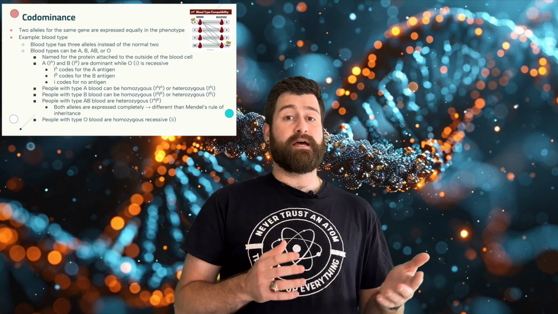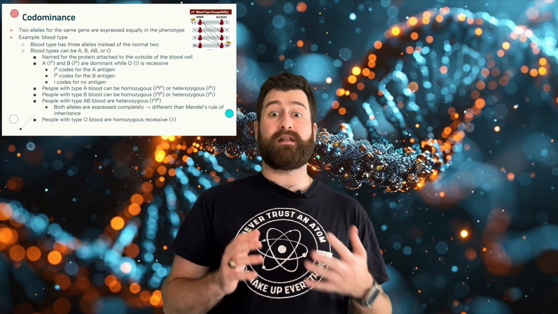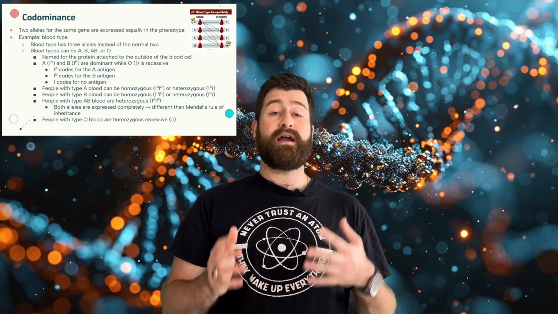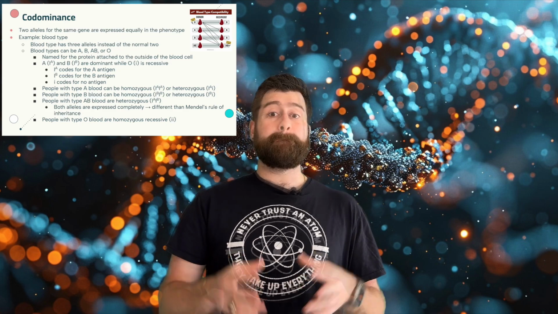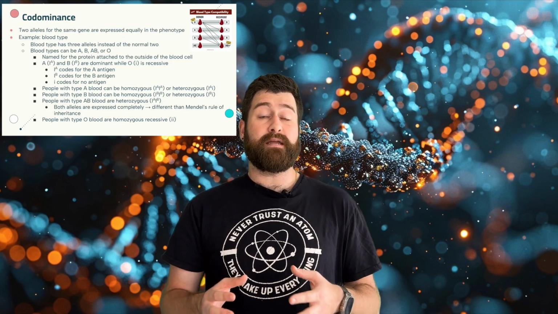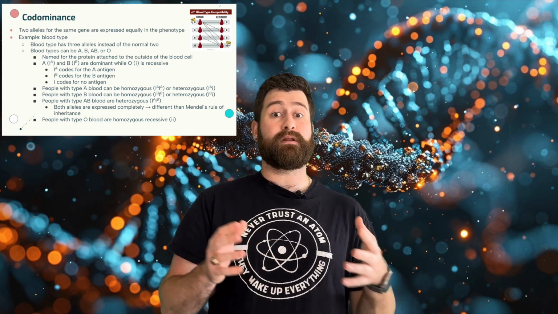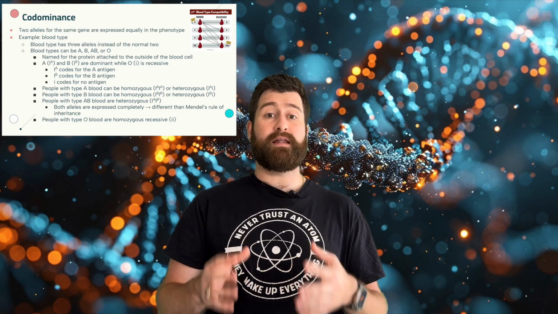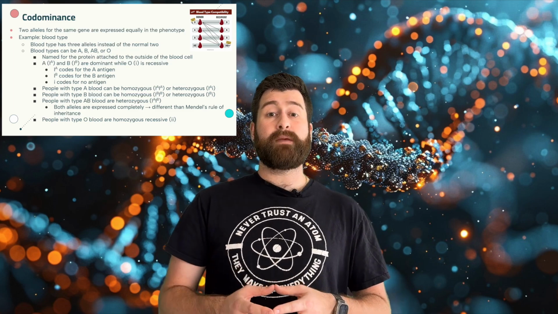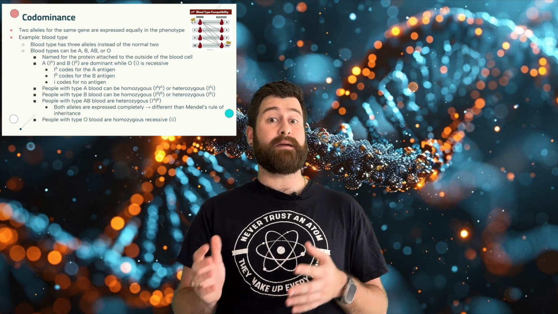People with type A blood can be homozygous, which is represented with capital I, capital A, capital I, capital A, or heterozygous, which is represented by capital I, capital A, lowercase i. People with type B blood can be homozygous, which is represented by capital I, capital B, capital I, capital B, or heterozygous, which is represented by capital I, capital B, lowercase i.